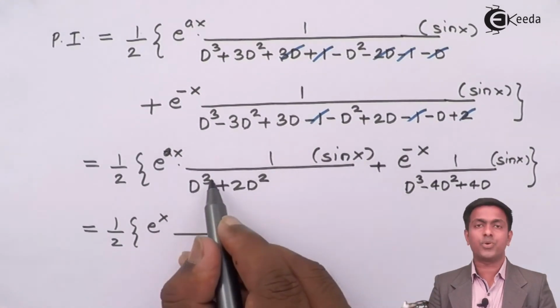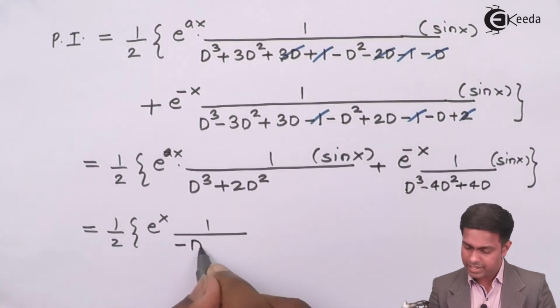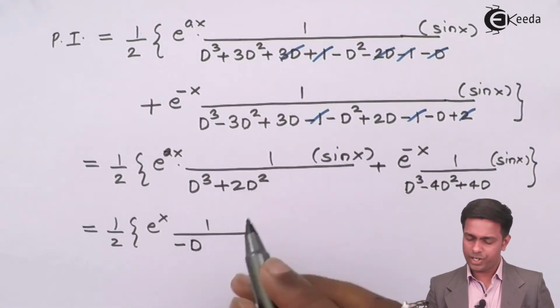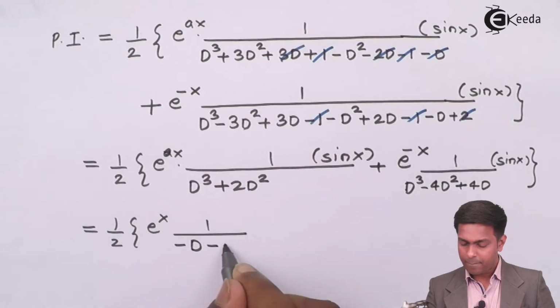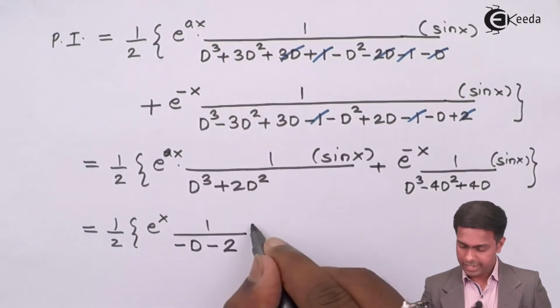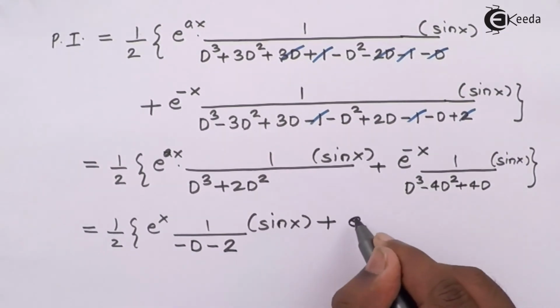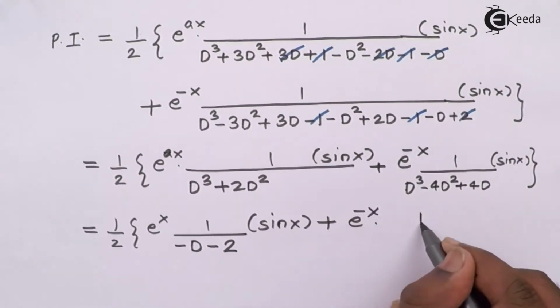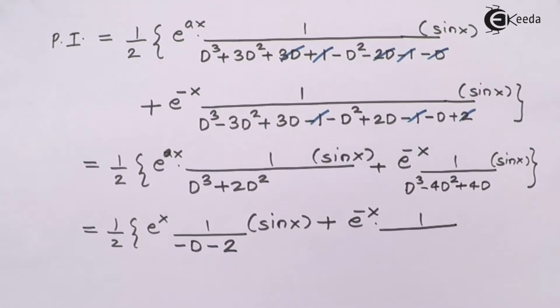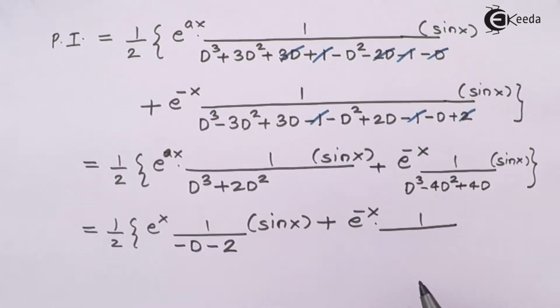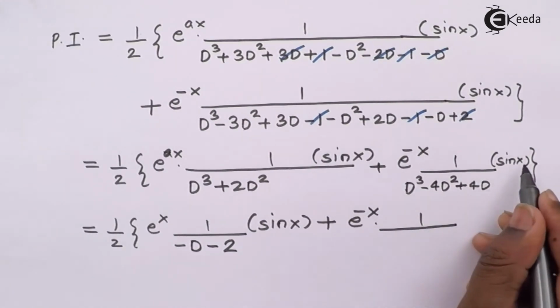So minus 1 into d is minus d. Then this d square is minus 1. So minus 1 into 2 is minus 2 into sine of x plus e to the power minus x into 1 upon d cube, which is d square into d. So d square is minus 1.